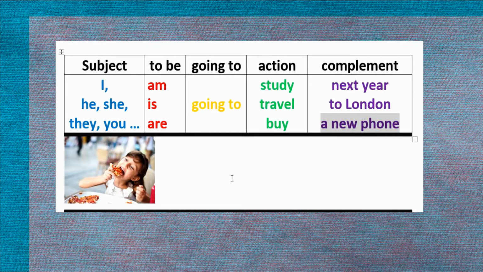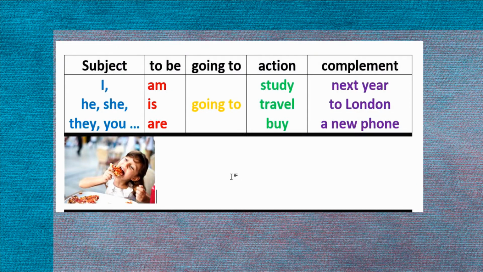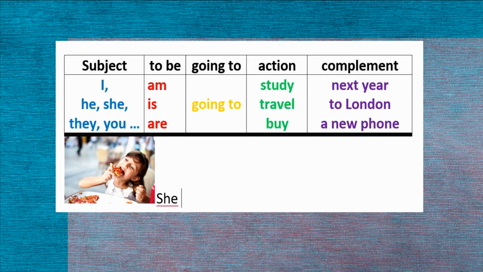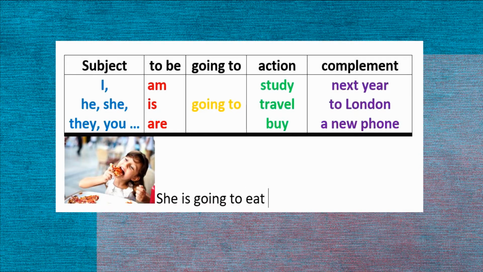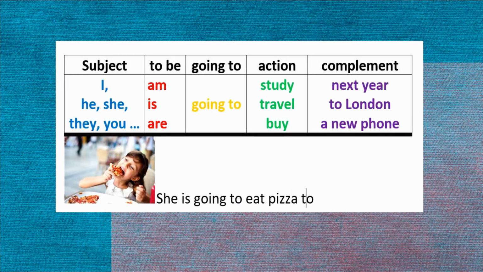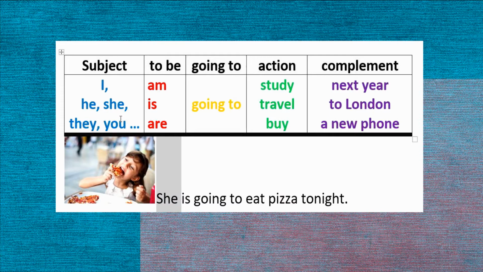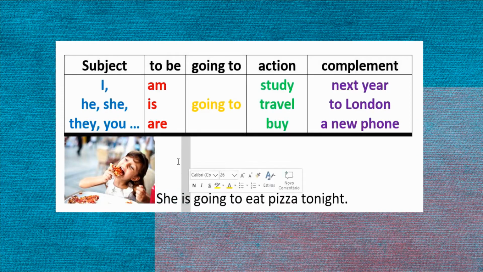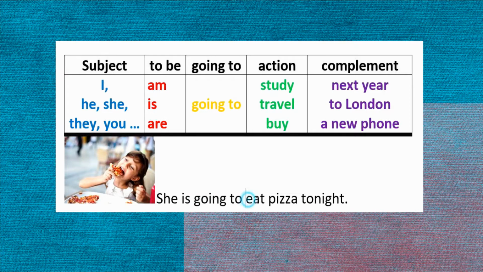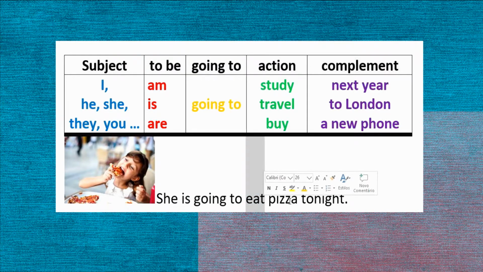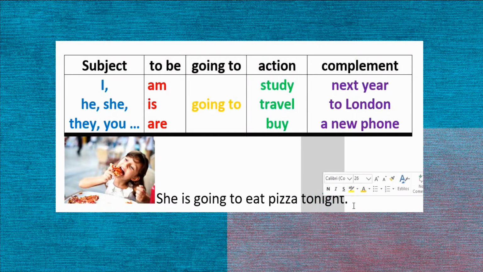So let's consider this picture here. I can say, for example, that she is going to eat pizza tonight. So I have here my subject, she, is, the verb to be, going to, then the action, eat, and then the complements, what, pizza, and when, tonight.